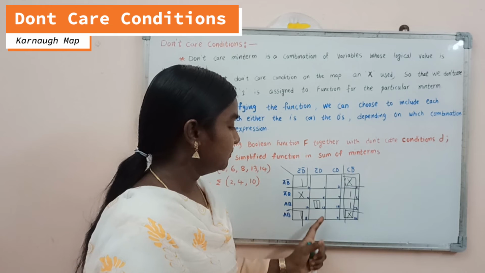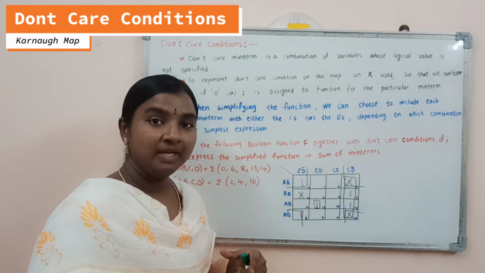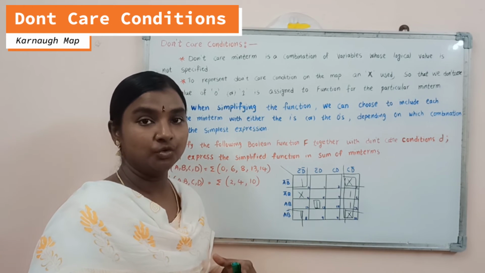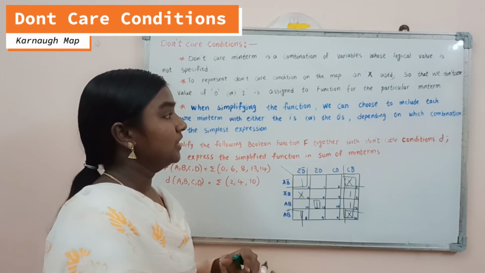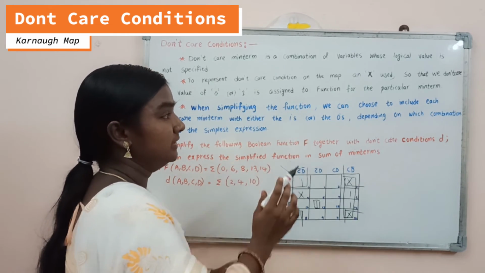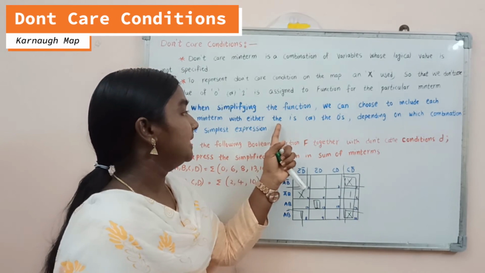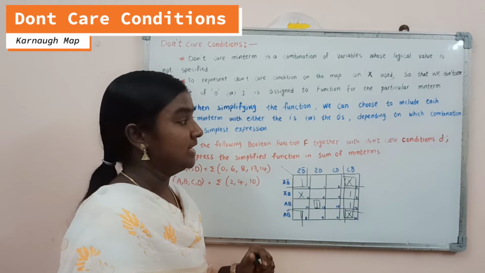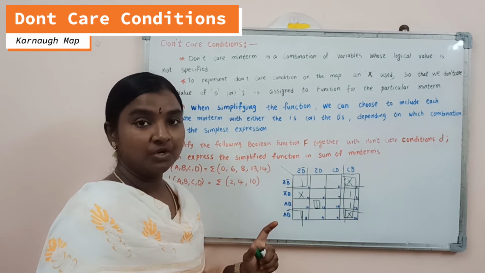If we consider this 4 variable Karnaugh map, here there is a don't care. Now we don't need to group this don't care as another group. We are considering this don't care as a 0. This is the simple point we are using: when simplifying the function, we can choose to include each don't care minterm with the ones or not. Here in this group and in this group we consider them as ones, and we are left with this don't care as a 0 here.